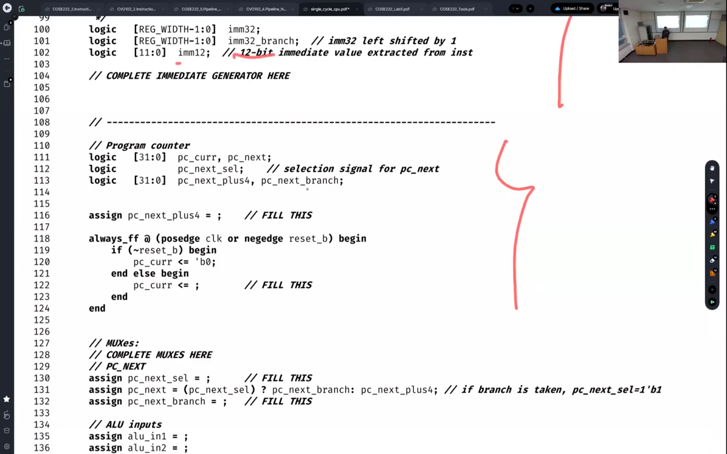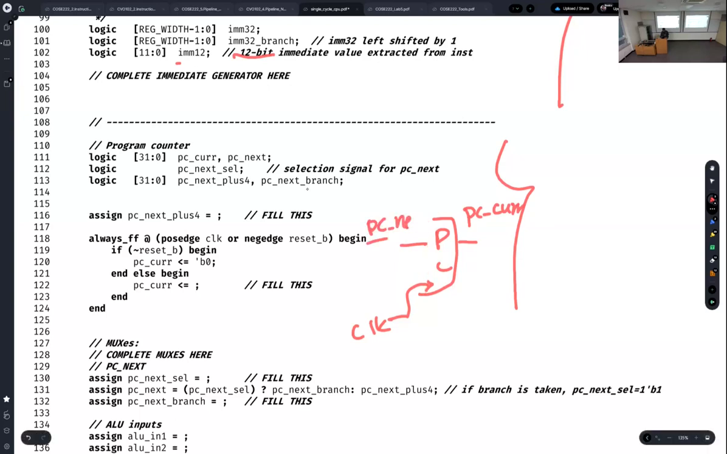This is the program counter register. It looks like this. If you see the single cycle processor design, you can find this is the PC, the program counter register, and then the clock is connected here. And you can see that this is the PC underbar core, the current PC, and this is the PC underbar next. That's what we learned in the class.